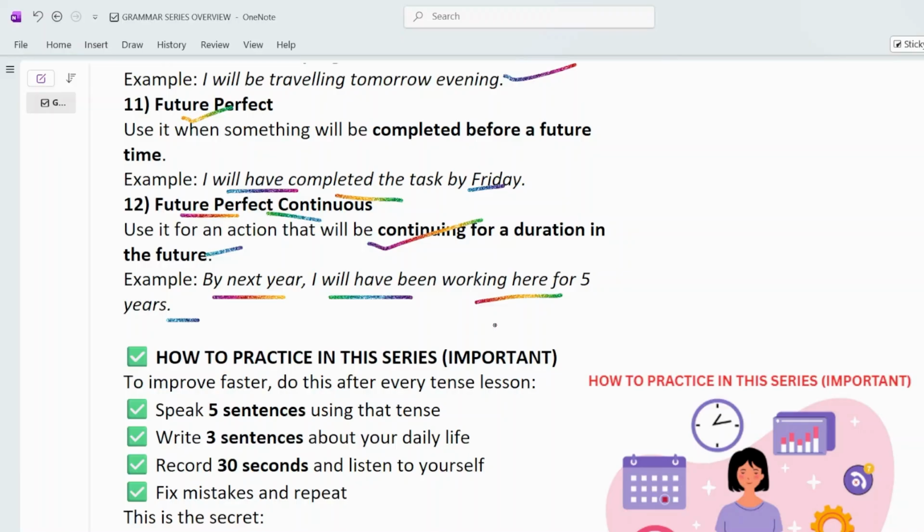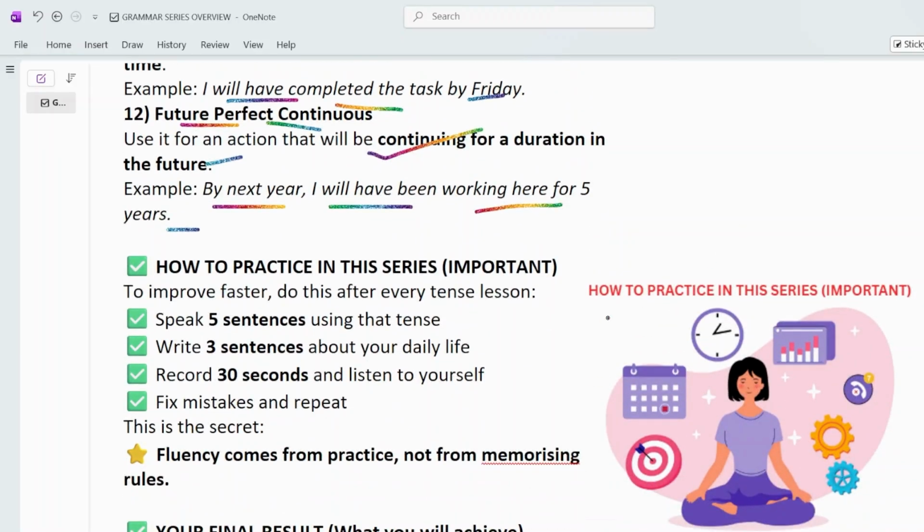Now, the most important thing that I want you to understand, guys, is how to practice in this series. In the sense, how exactly you're looking at getting the practice during the class itself. All right. To improve faster, do this after every tense lesson. I'm just giving you an overview. I will be telling you this during the lessons as well. Okay. Speak 5 sentences using the tense that we covered for that particular day. Write 3 sentences about your daily life using that tense. Record 30 seconds and listen to yourself.